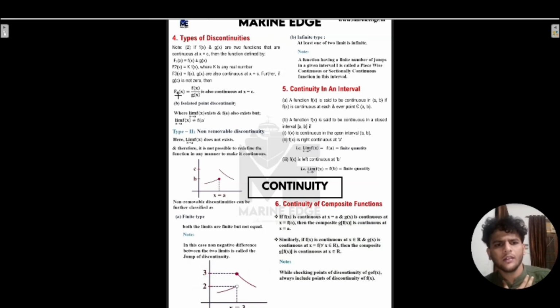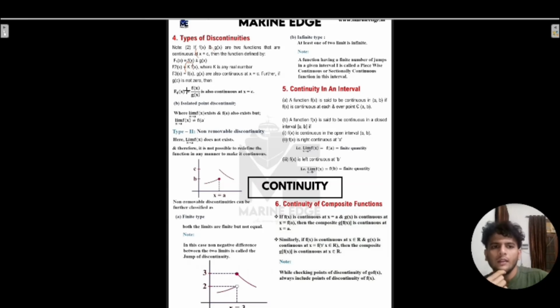You have to first understand that if there are two functions that are continuous at a given point, that is x equals c, then a common function can be found by performing algebraic operations on them: addition as well as subtraction, that is f1(x) equals f(x) plus g(x); f2(x), which is the same f(x) but multiplied by a constant k; and f3(x), the product of f(x) and g(x).